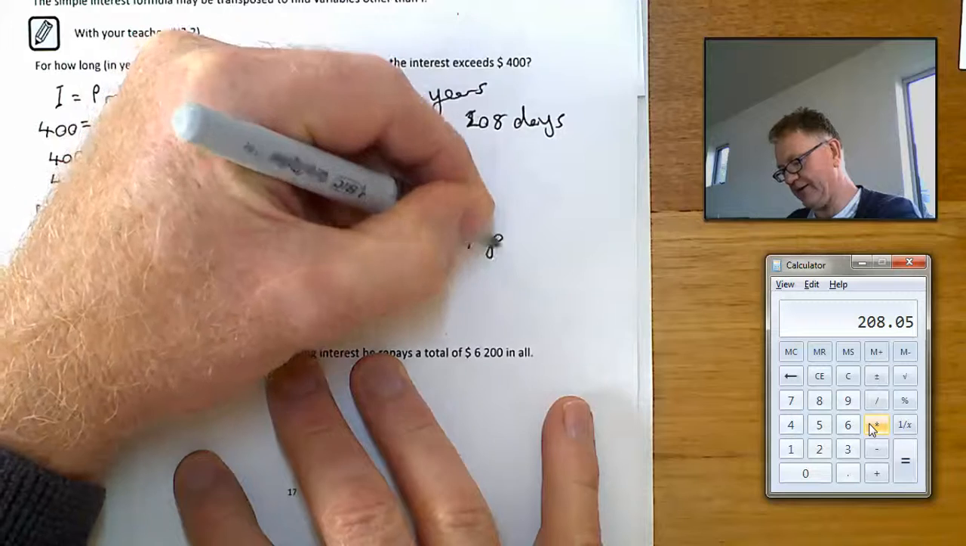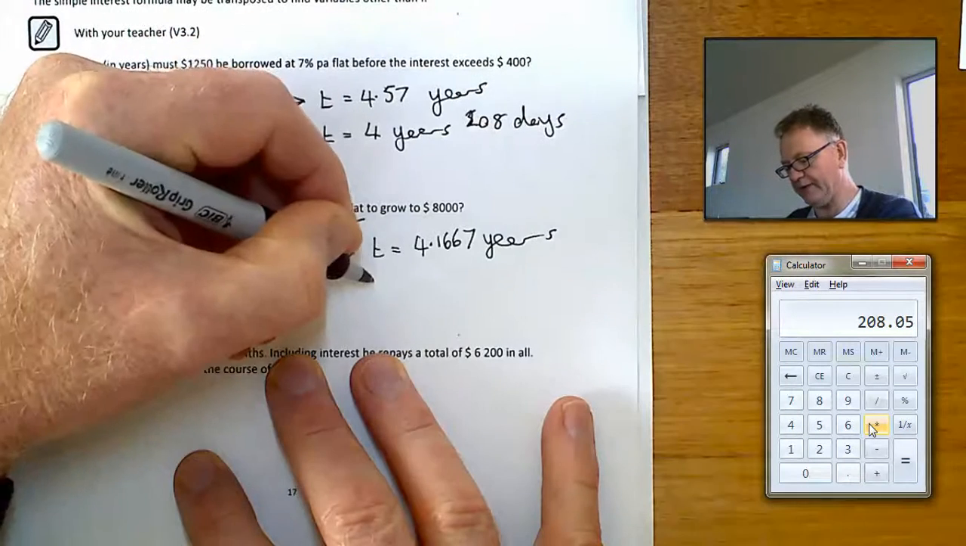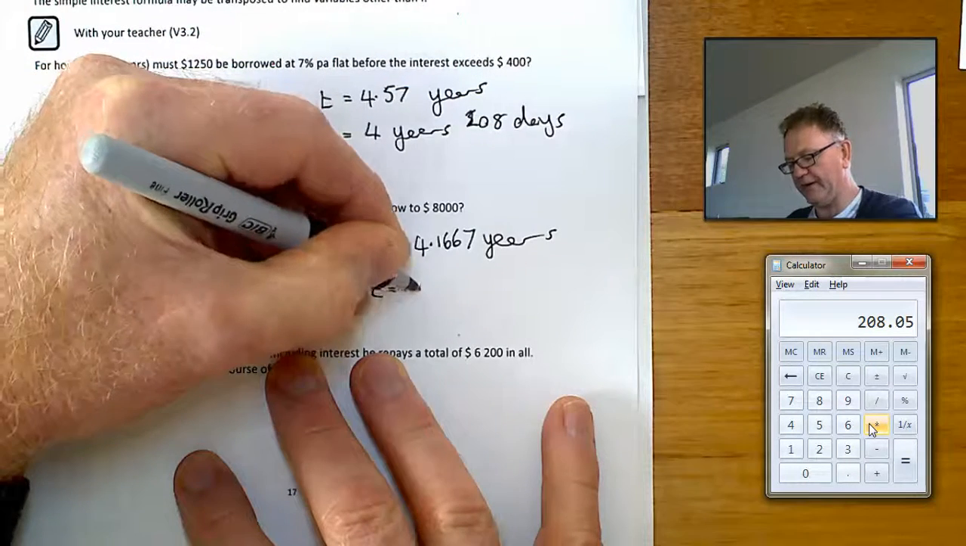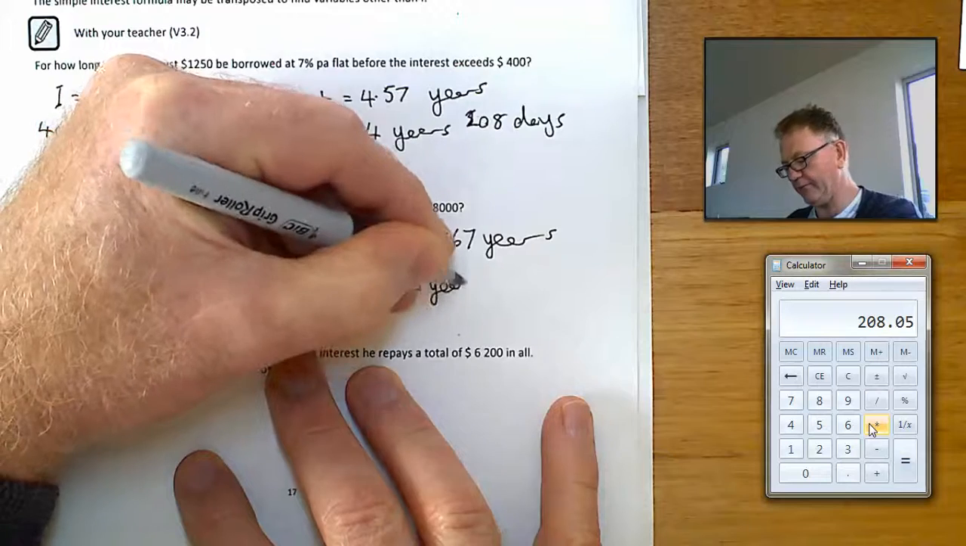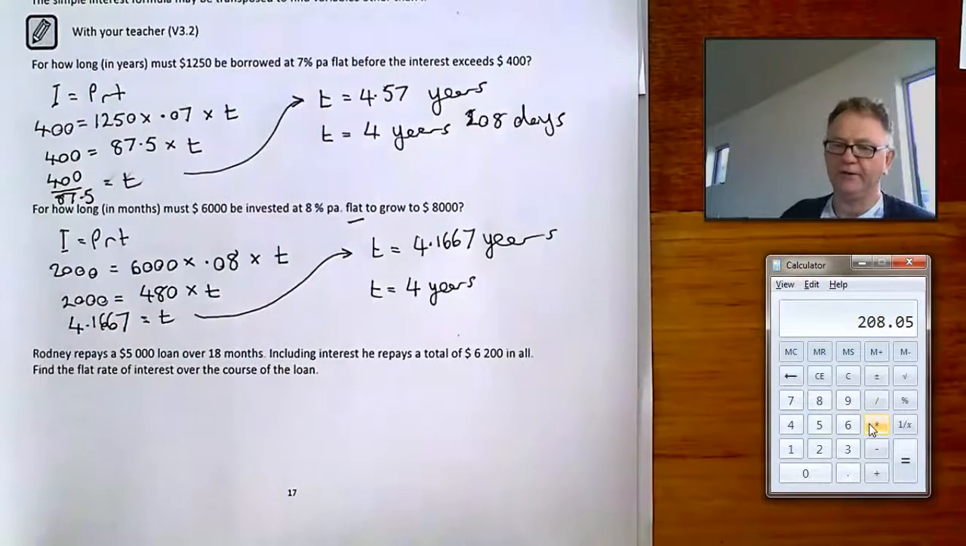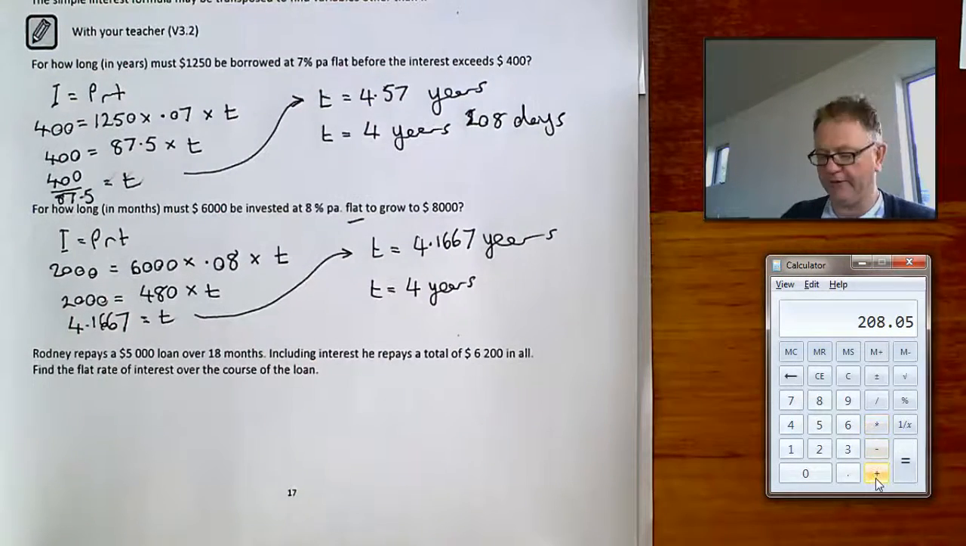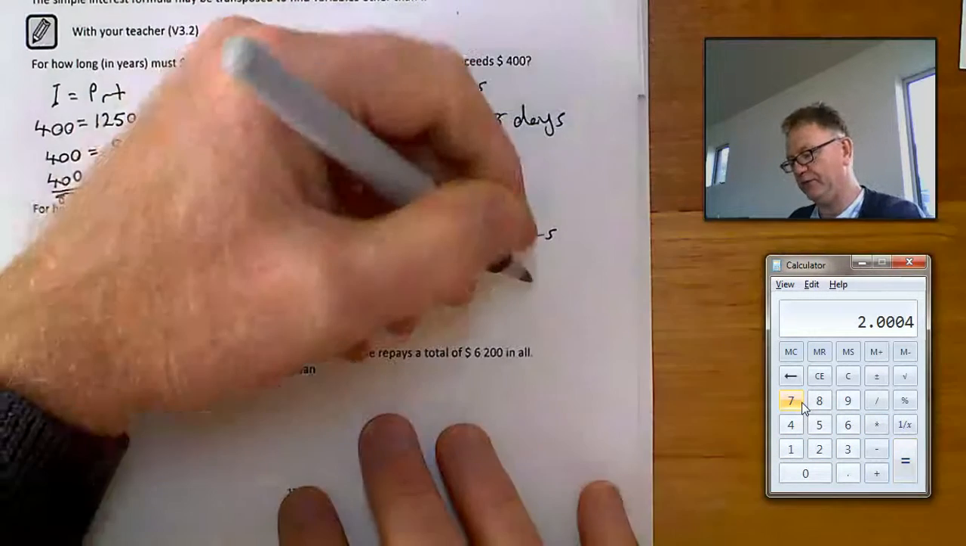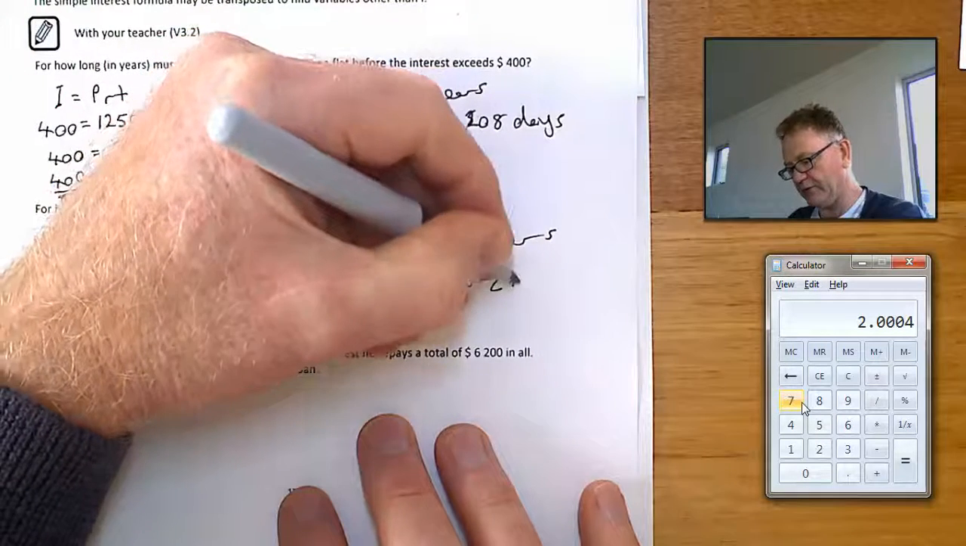4.1667 years. But the question has asked us to write our answer in years and months. So it's 4 full years, and to convert the other bit into years and months, if I write that as 0.1667, that's how much of 1 year we've got, and I'll times it by 12 to change that into months. It's 4 full years and 2 months.